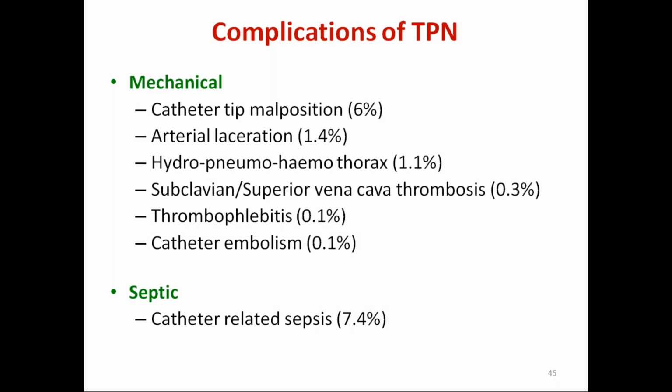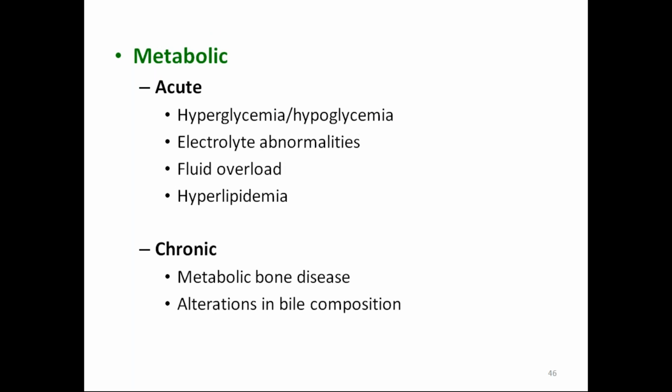So what are the complications of total parenteral nutrition? That is catheter tip malposition, arterial laceration, hemothorax, subclavian and superior vena cava thrombosis, thrombophlebitis, catheter embolism. Septic complications, catheter-related sepsis, are seen. Metabolic changes, that is acute hyperglycemia or hypoglycemia. Electrolyte abnormalities are seen, and fluid overload should be watched for. Hyperlipidemia is present, and chronic metabolic bone disease and alteration in bile composition.